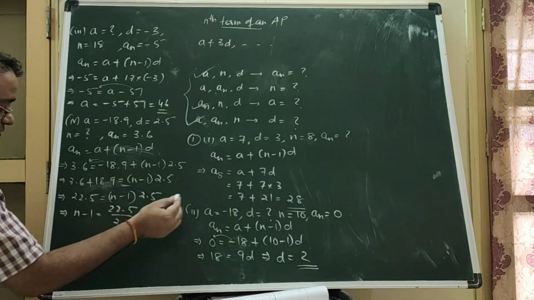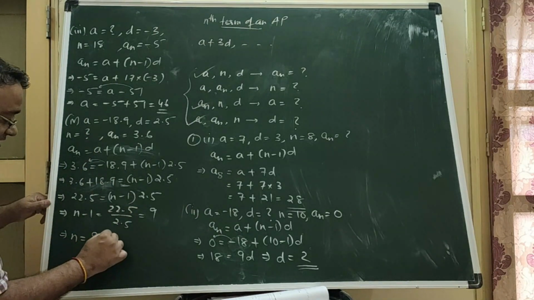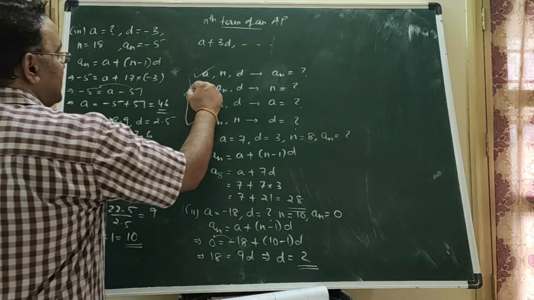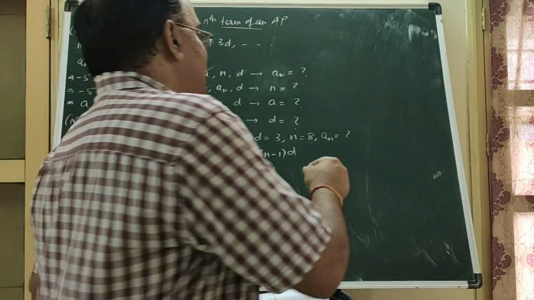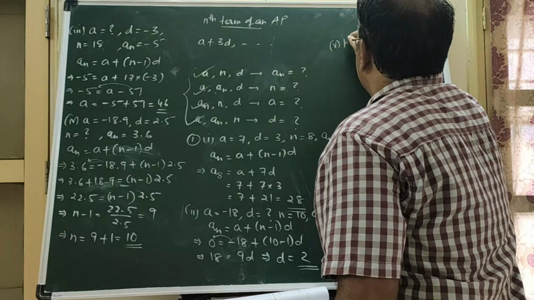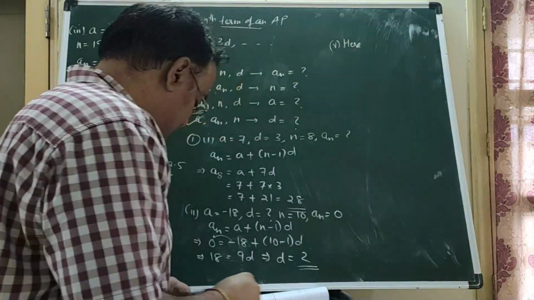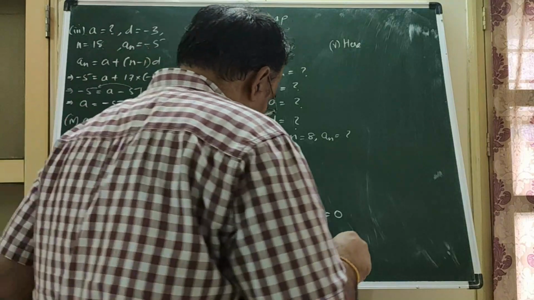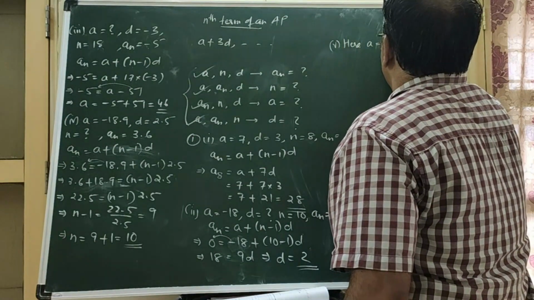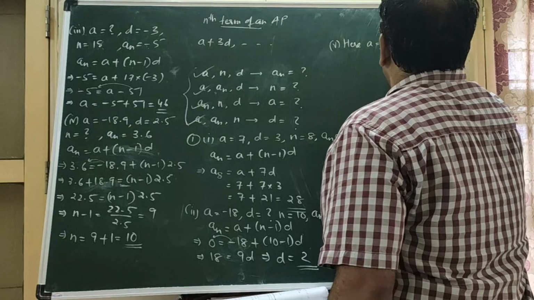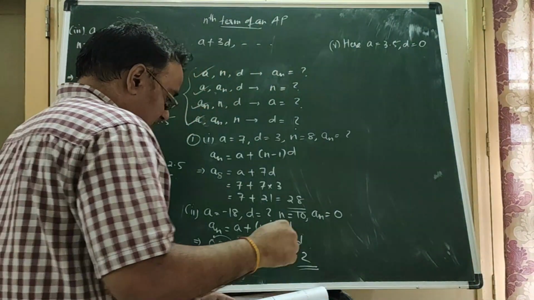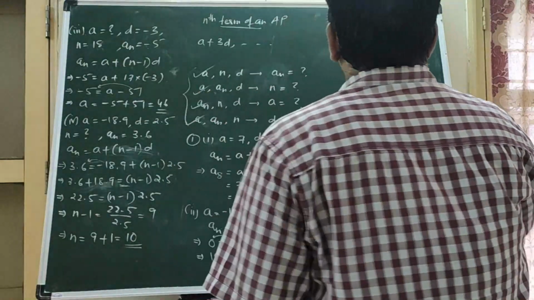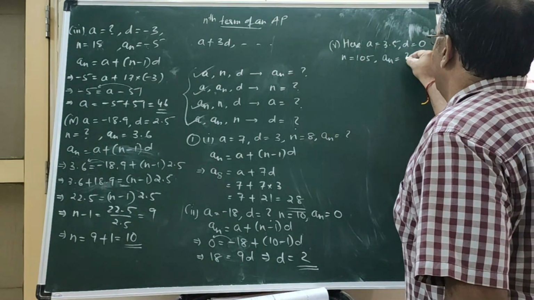फिर बाद में minus 1 को उधर शिफ्ट करेंगे. We'll shift minus 1 to that side. It will become plus 1. So the final answer is 10. So we'll complete this question also. Now the last bit, the fifth bit. Fifth bit, a is given, d is given, n is given, and we have to find an. So a is 3.5, d is 0 and n is 105 and an we need to find.